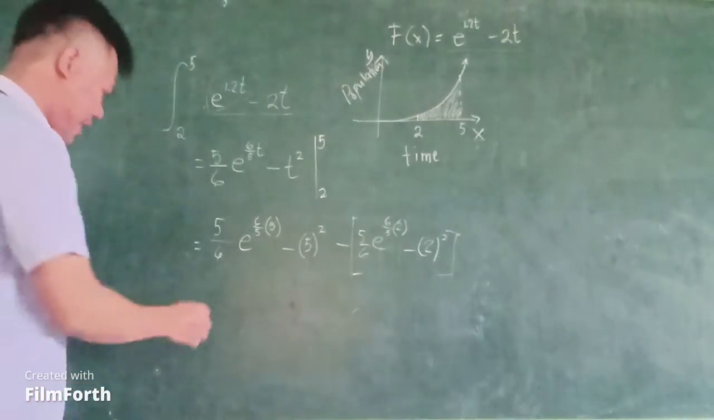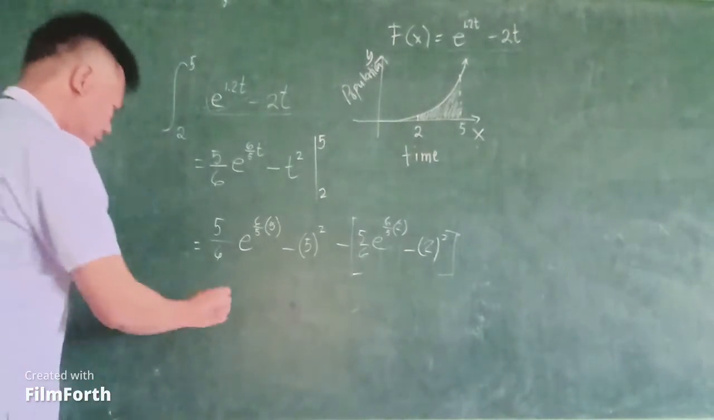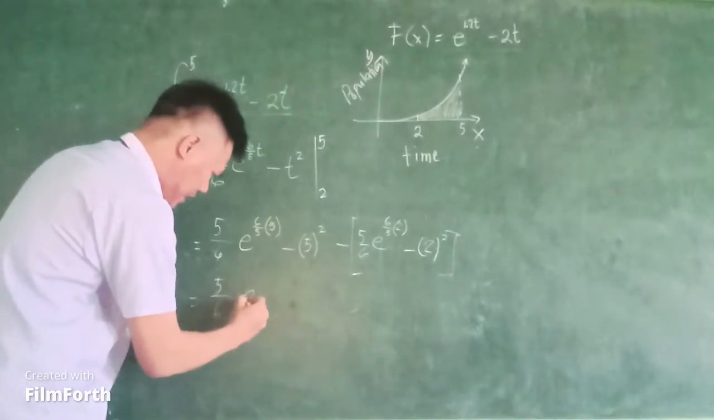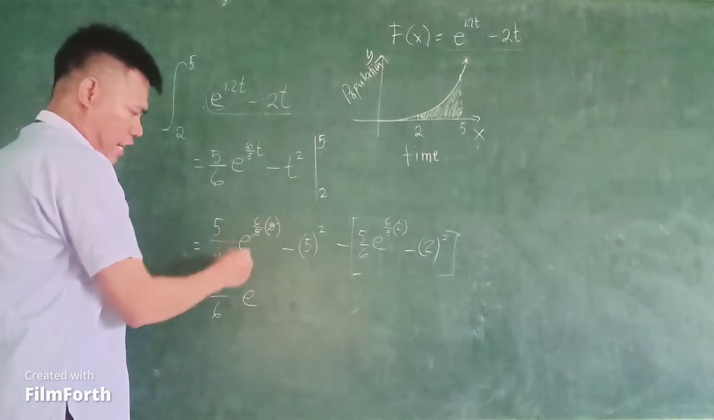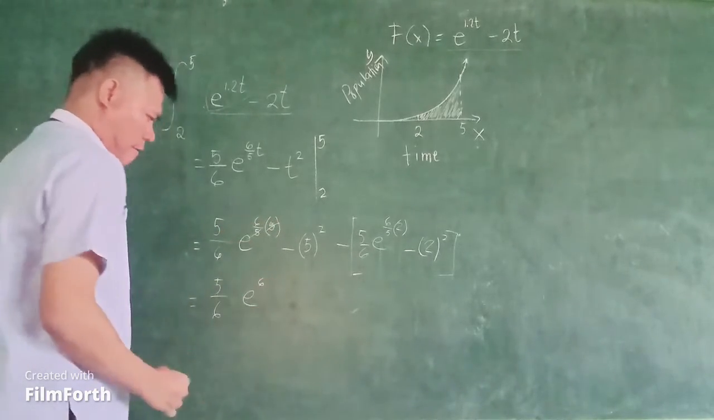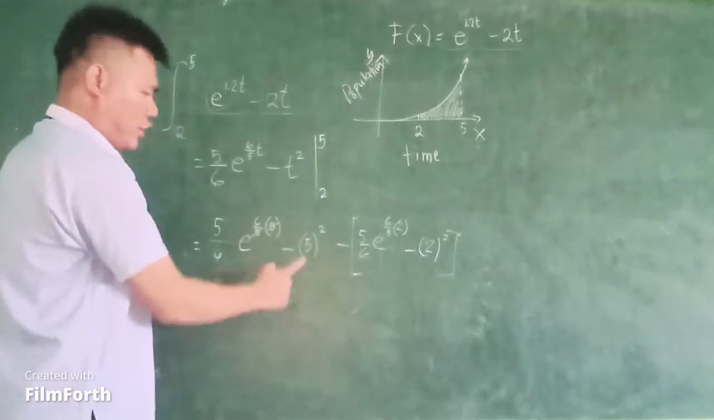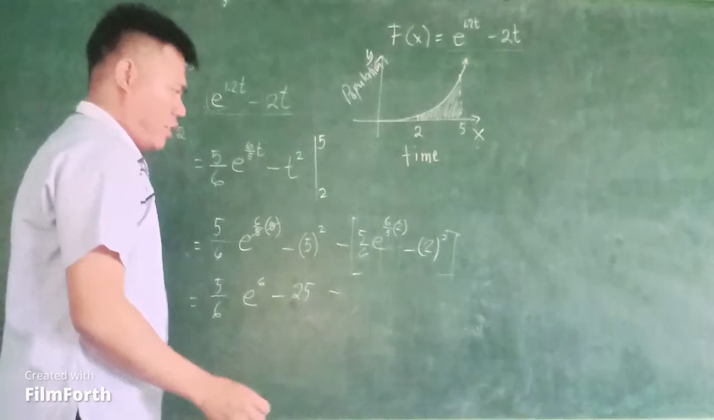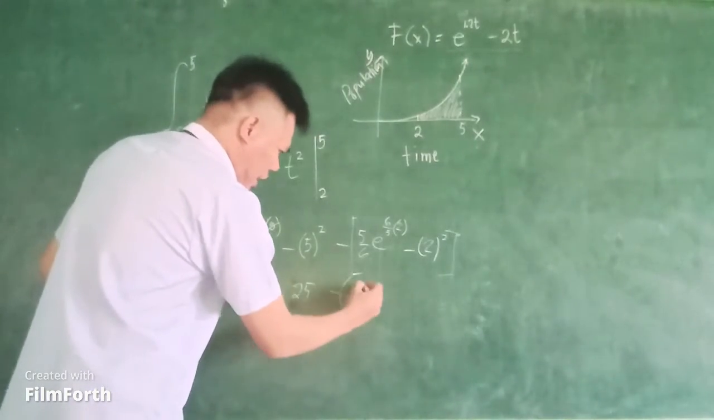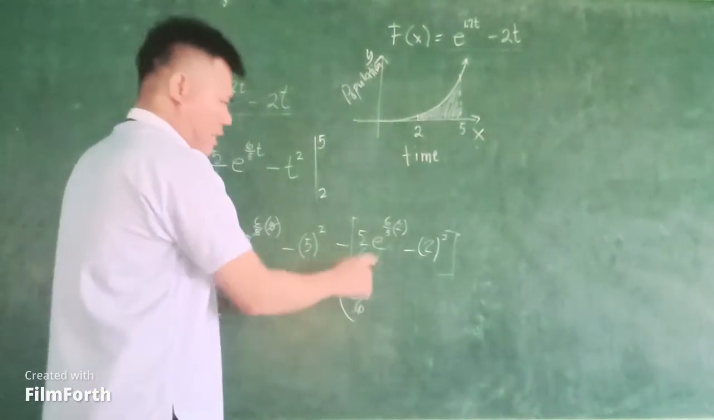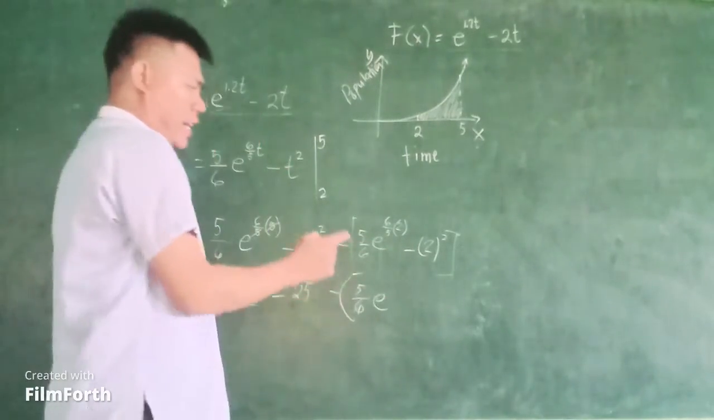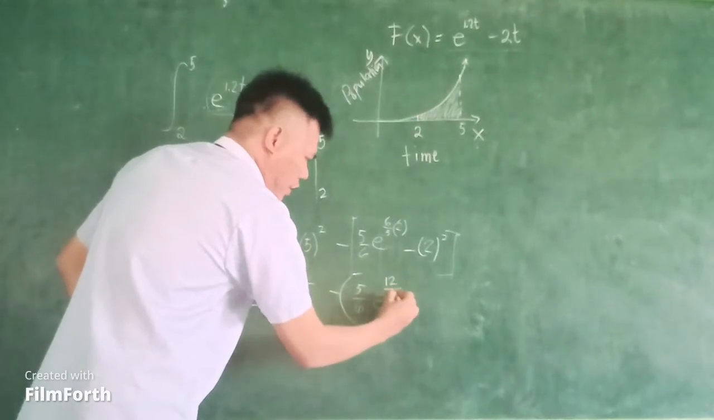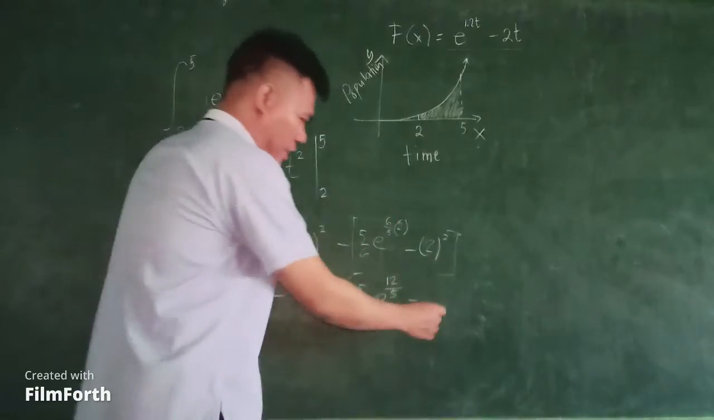Next is to operate. 5 over 6 e, cancel 5, so the remaining is 6. Then minus 5 squared is 25. Then minus, here, copy 5 over 6 e. Then multiply 6 times 2 is 12 over 5. 2 squared is 4.